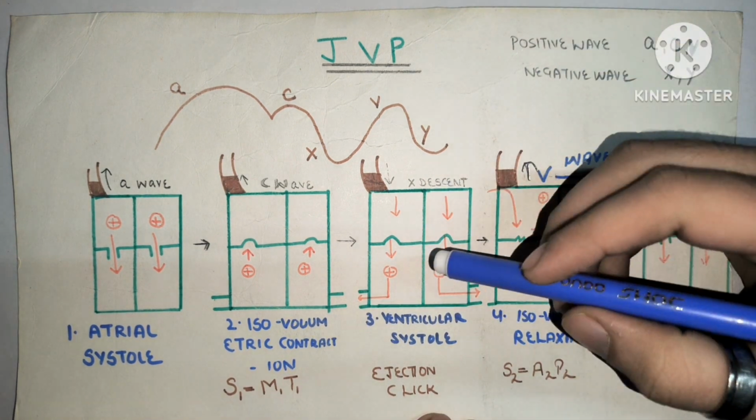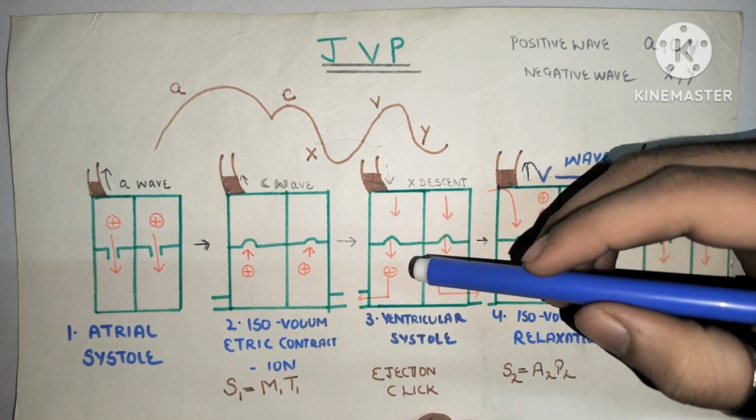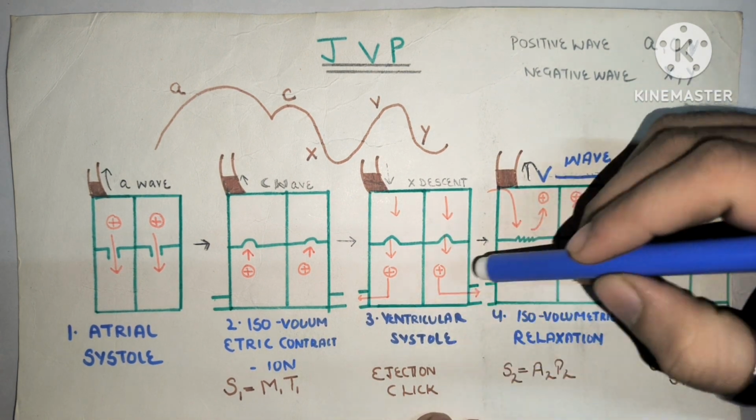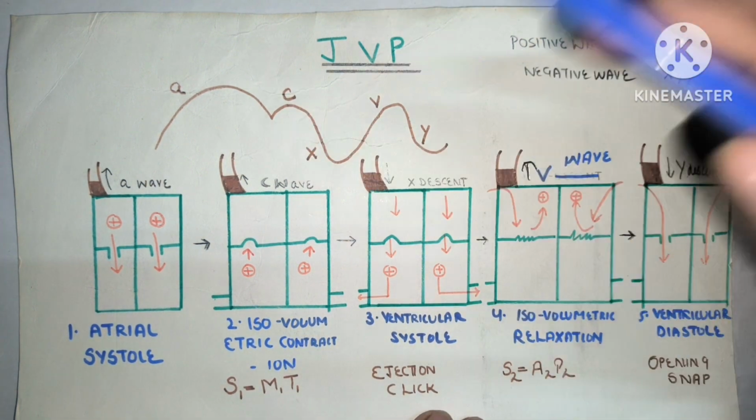What is the ejection click, guys? The ejection click is when the aortic valve and the pulmonary valves are open and the blood is thrown out of the ventricles, and this thing is known as the ejection click. Okay guys, so this is the X descent.